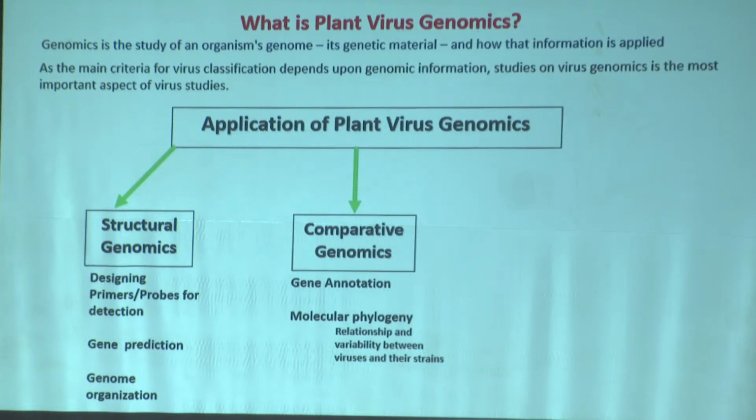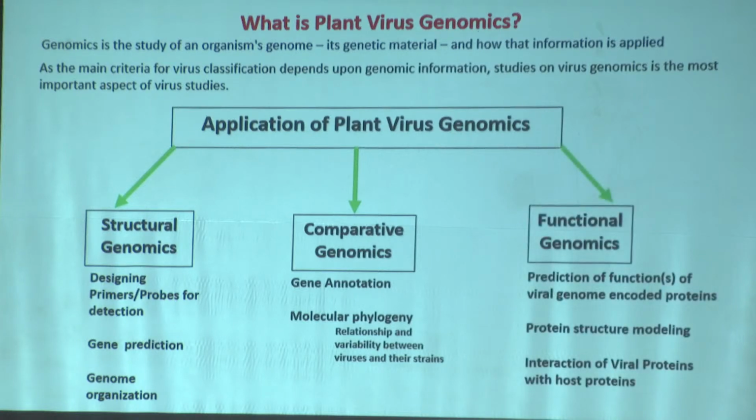So comparison of the genome of already known viruses with the genome which you are working on, and then you can annotate the gene. And then we can study the molecular phylogeny, the relation, all those kinds of relations are understood through comparative genomics. And then functional genomics, we can also study the protein structural modeling, and the interaction of the viral proteins with the host proteins, how the host and virus interact.